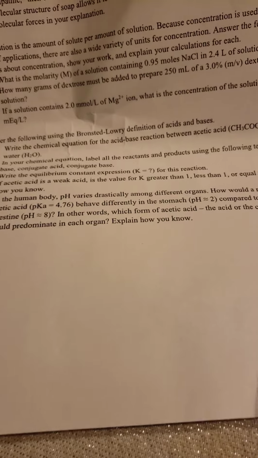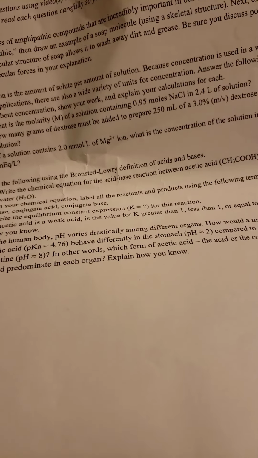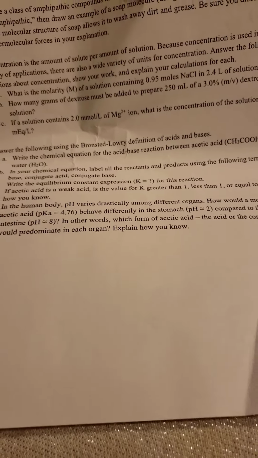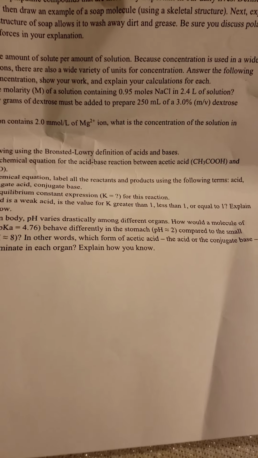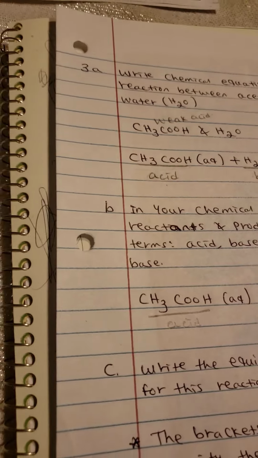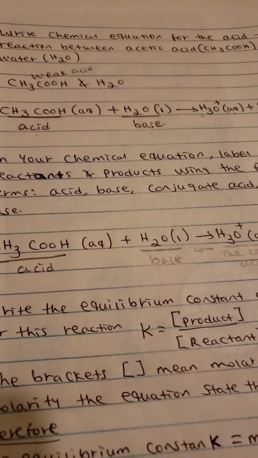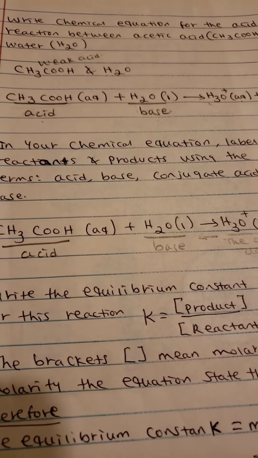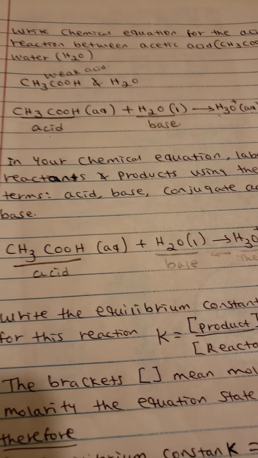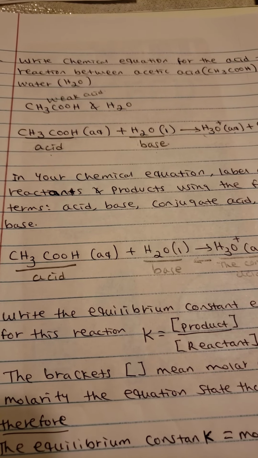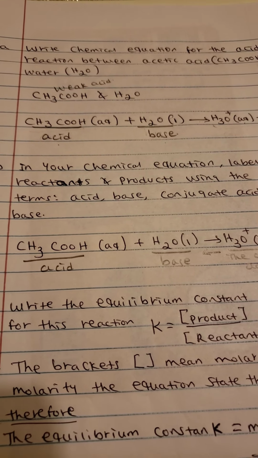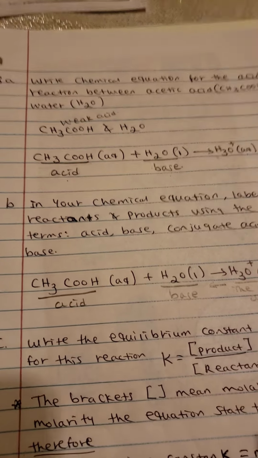In your chemical equation, label all the reactants and products using the following terms: acid, base, conjugate acid, and conjugate base. My acetic acid is already in the equation.